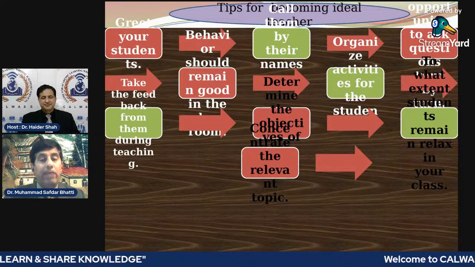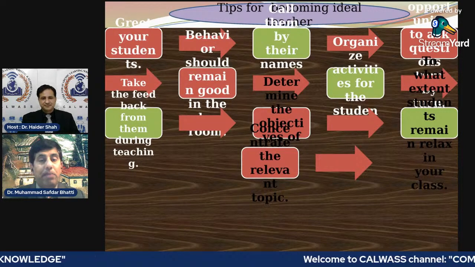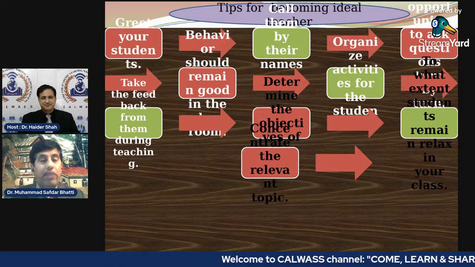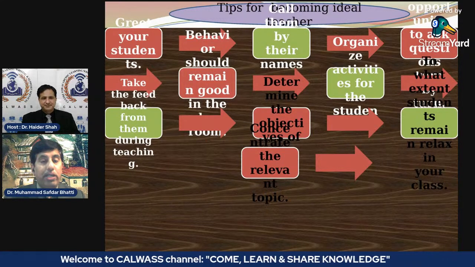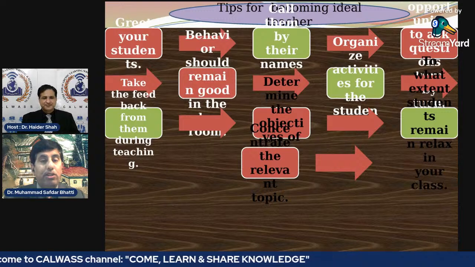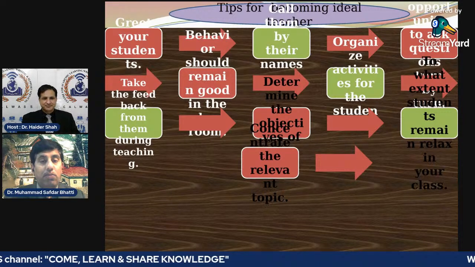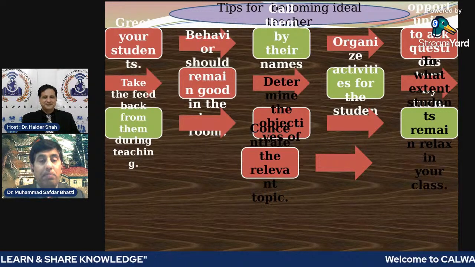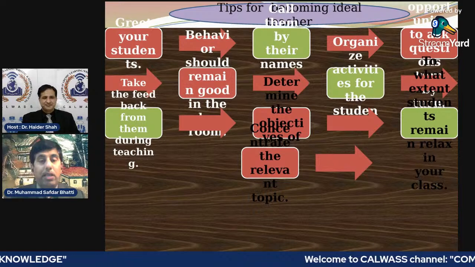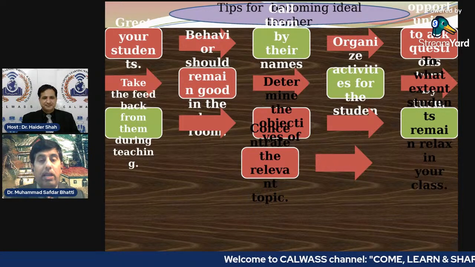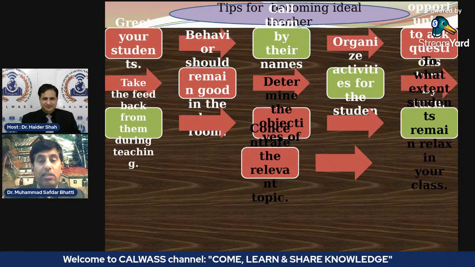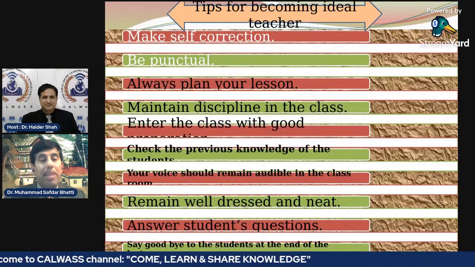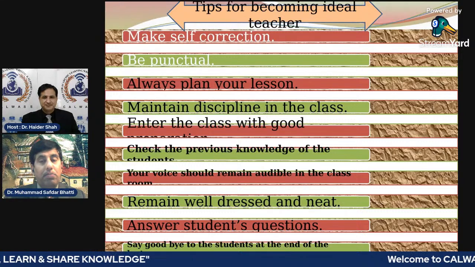In the end, I would like to give you some tips for becoming an ideal teacher. Always greet your students and take feedback from them during your teaching. Your behavior should remain good in the classroom, and call them by their names, determine the objectives and organize activities for the students. Make self correction if there is some problem or some mistake by you.